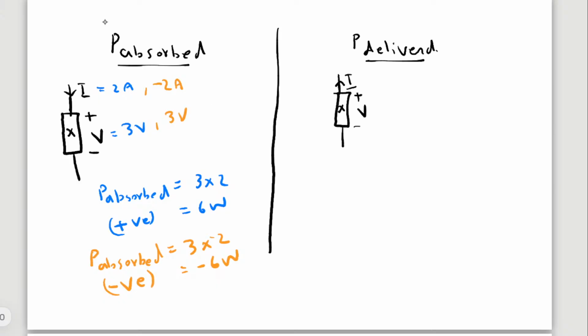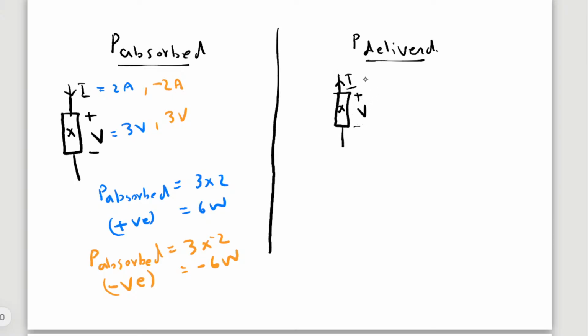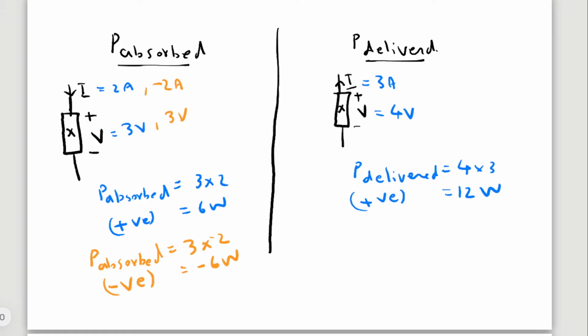Let me consider the power delivered example. Here I is 3 ampere and V equal to, let's say, 4 volt. Then the power delivered will be 4 into 3, which is 12 watt. This is positive. So the positive power delivered here is 12 watt.